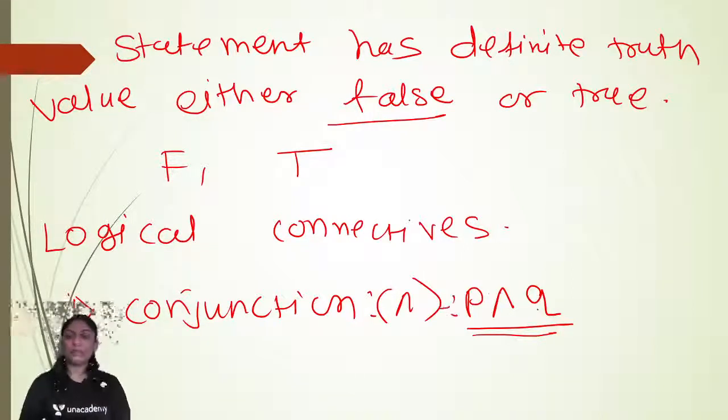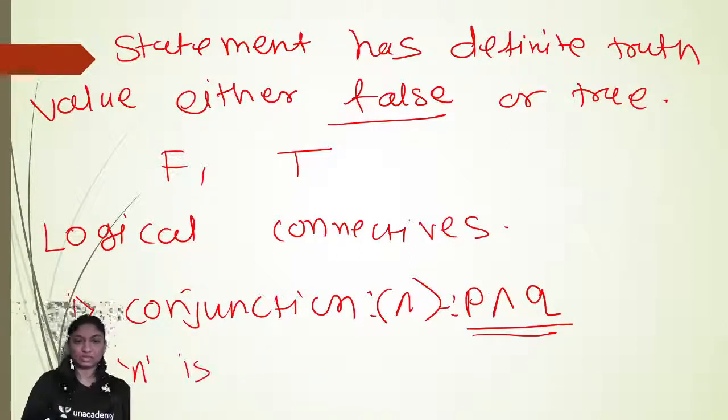So P and Q means both P and Q. This is known as a conjunction.